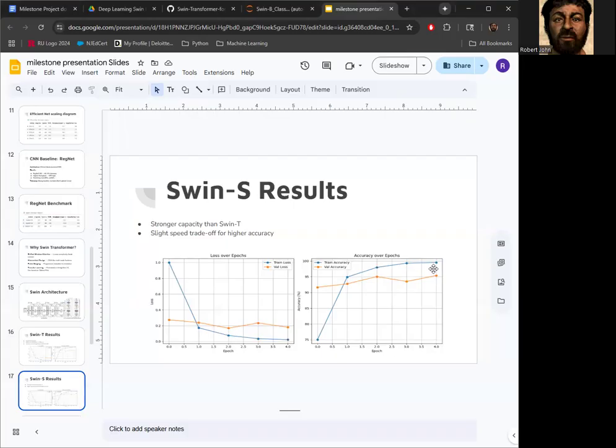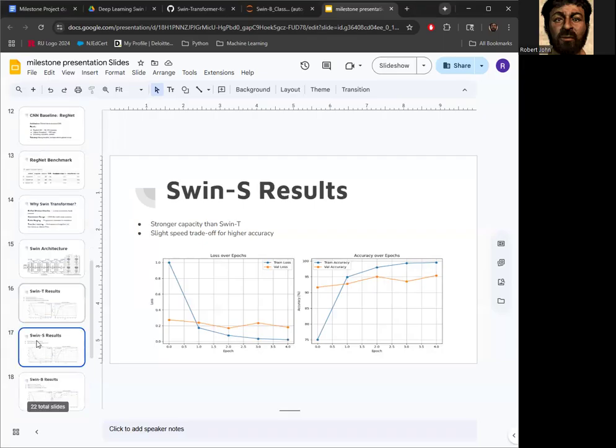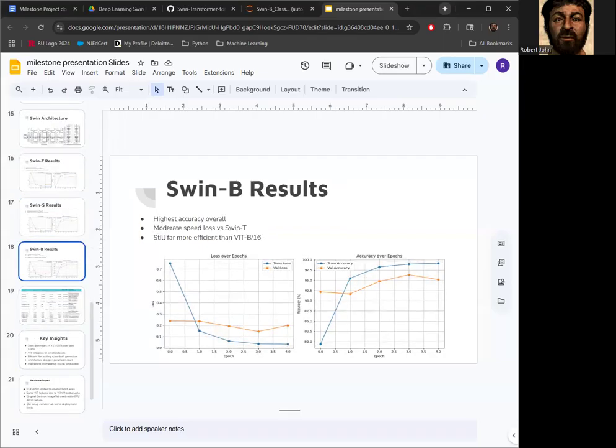Compared to Swin T, the improvement is modest, which suggests diminishing returns from scaling up on this smaller dataset, well, the Oxford-IIIT dataset. Swin B, or the base variant, delivers the highest accuracy of all three. It comes with a moderate speed drop compared to Swin T, but it's still much more efficient than the standard ViT, which again didn't really run on our machine.